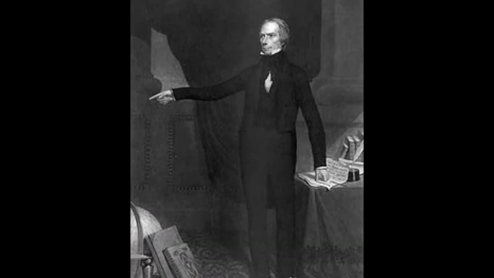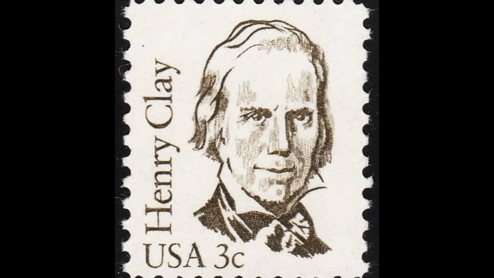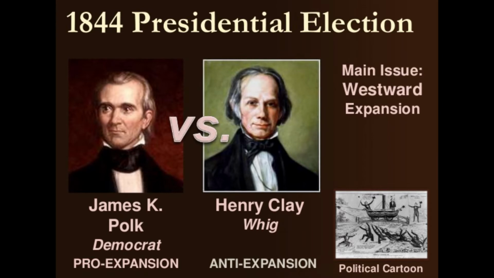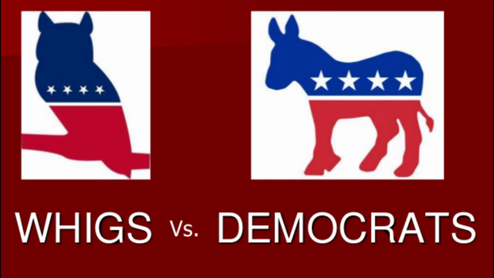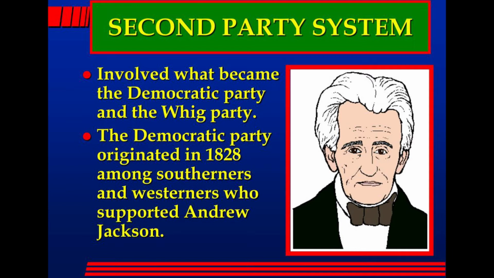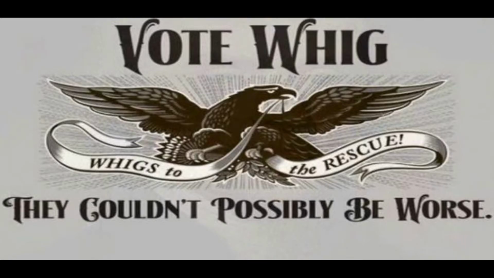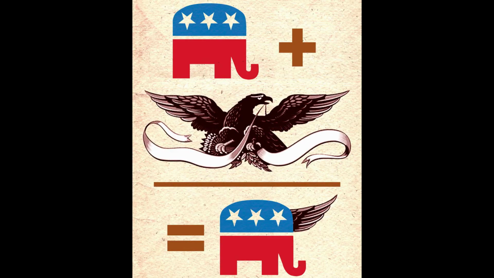Clay was a widely loved politician who was the Secretary of State under President John Quincy Adams. He was also the Speaker for the House of Representatives. Unfortunately, despite all of his popularity, he lost the presidential election 5 times in a row. Clay was the leader of the Whig Party, which opposed the Democrats. Creating the Whig Party created the second party system. Though this party disappeared after his death, it did form what we now know as the Republican Party.